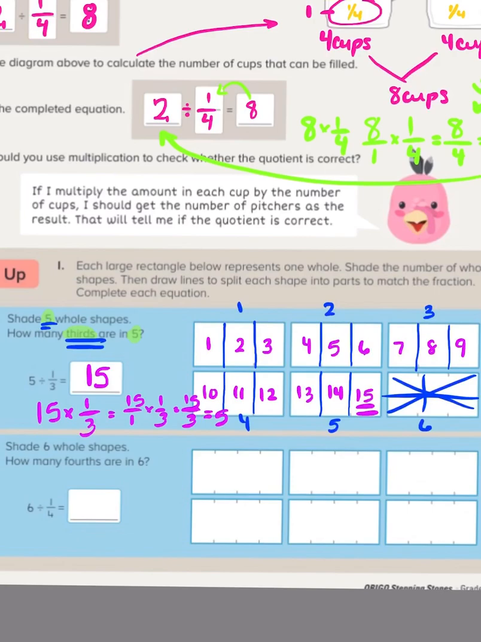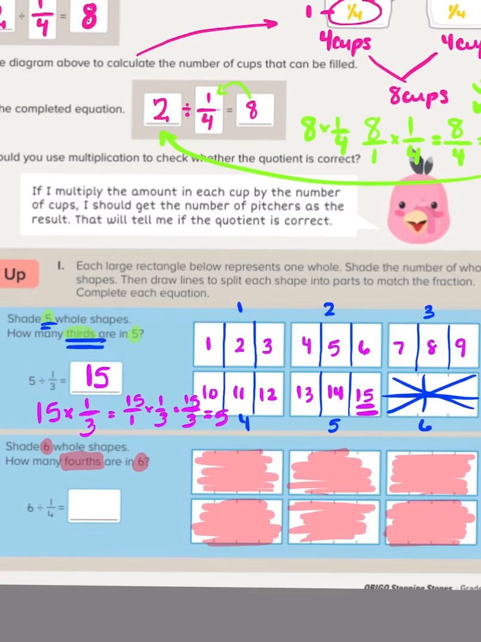All right, so let's just go ahead and do this problem. It says shade 6 whole shapes. So this time I need all 6 whole shapes, and I'm looking for fourths in 6. Here's 1, 2, 3, 4, 5, 6. So I need all 6 of these shapes, right? I need all of them, okay?